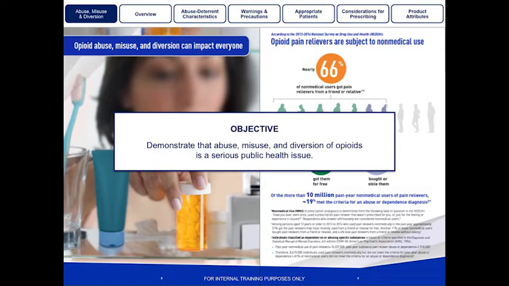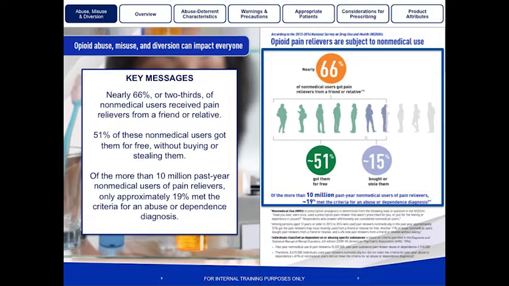The objective of this spread is to demonstrate that abuse, misuse, and diversion of opioids is a serious public health issue. The key messages to convey to your HCPs are as follows. According to the 2013-2014 National Survey on Drug Use and Health, nearly 66%, or two-thirds of non-medical users, received pain relievers from a friend or relative. In addition, 51% of these non-medical users got them for free, without buying or stealing them. Finally, of the more than 10 million past-year non-medical users of pain relievers, only approximately 19% met the criteria for an abuse or dependence diagnosis.